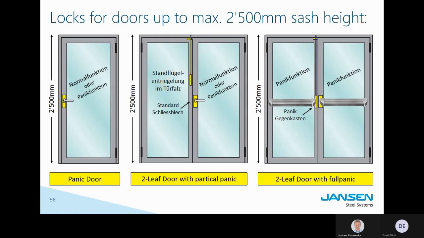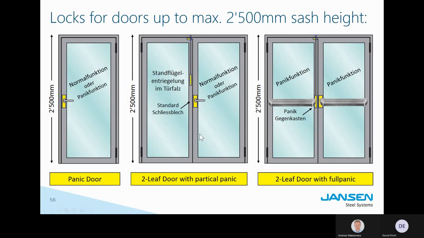The full panic function doors are usually installed in public buildings where the users do not know the escape route. They do not know how to get out. And all they want is just to get out of the building by pushing on the door. Even in the case where there is no light, the electricity is off, you have smoke everywhere. So for that case, you will use this type of full panic door with handlebars.